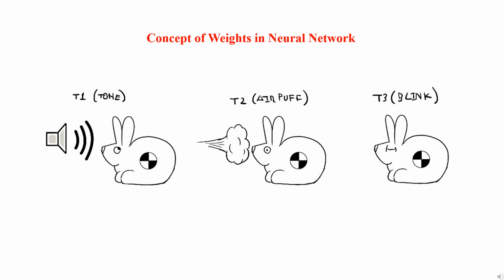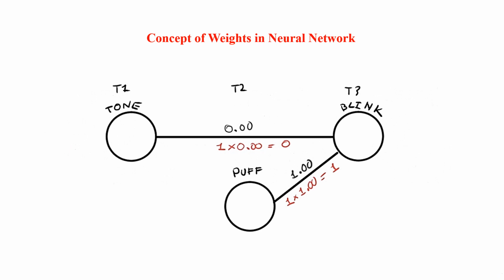The graph would look like this. The tone does nothing, but the air puff elicits a blink response. The important thing to note here is that we are indicating this through the weights multiplied by the stimuli, shown in red.